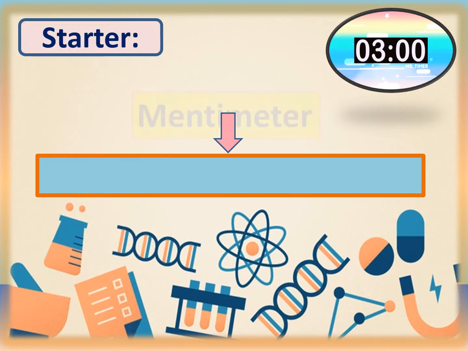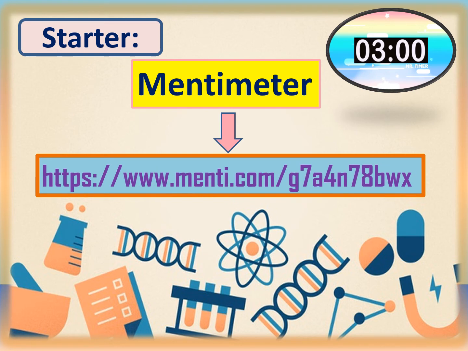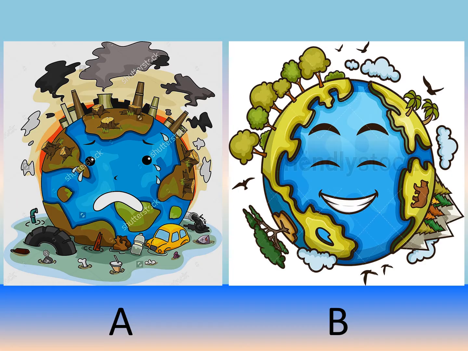For starters, let's do Mentimeter. Click this link and do the activity. The time limit for this activity is 3 minutes. For your Mentimeter activity, you're going to differentiate these two pictures, picture A and picture B. We're going to write the answer from the link that I sent in the chat box.